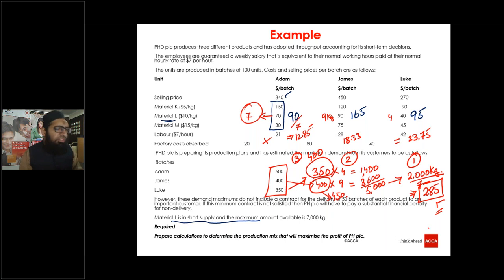The extra unit effect is very simple. If he has told that these 50 units are additional batches in the demand, then it means my total demand will not be 500, rather it will be 550. It will be 450 for James and 400 for Luke. This is how it could be.